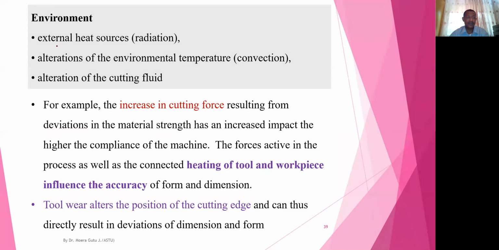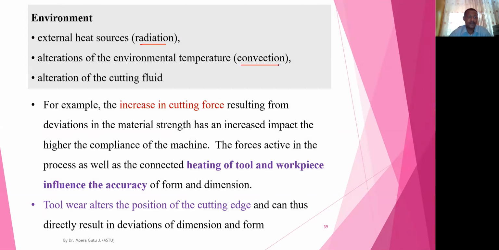Environmental: the environment, external heat sources like radiation, or is it a cryogenic application. It can affect the final surface finish of your hard material machining. Alteration of environmental temperature, convection also. And convection, radiation, this is the mode of heat transfer from the cutting tool to the workpiece or from the workpiece to the cutting tool. Alterations of the cutting fluid also, where you are using a cutting fluid, can affect the final form deviations of the machined surface.